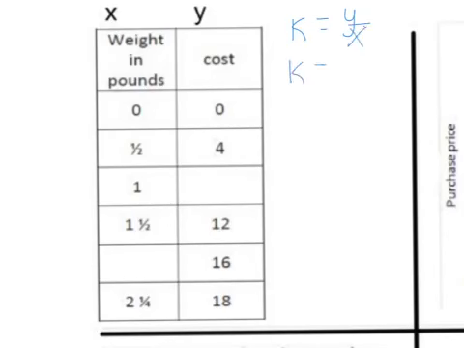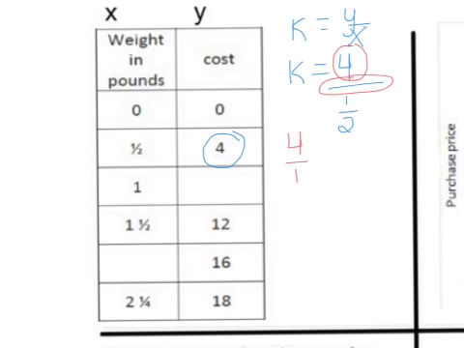So k equals, let's take the y of 4 and put it over the x of 1/2. Now 4 right now is not a fraction, but we can make it into a fraction by putting it over 1. Let's write this division symbol. And let's write down that 1/2 right there.